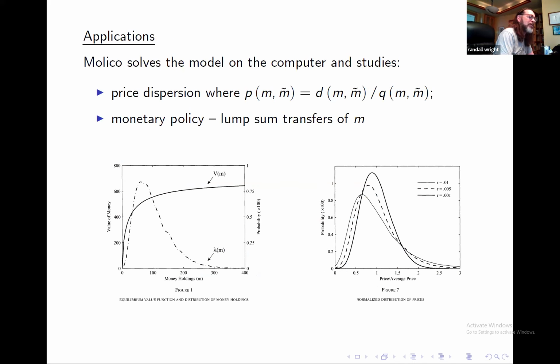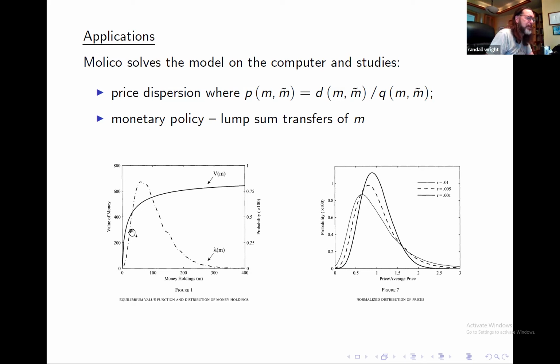I'm going to quickly skip over the results. So Molico computes this. And, you know, when he first did it, like 15, 17 years ago in MATLAB, it took hours to converge. Now you can do it on your phone in seconds. And you can see the nice distribution, increasing and concave in your money holdings. This is for stationary equilibria. So we're having the G self-replicating over time. It's more challenging, as I alluded to earlier, to do non-stationary analysis.